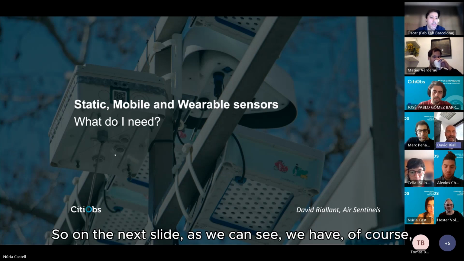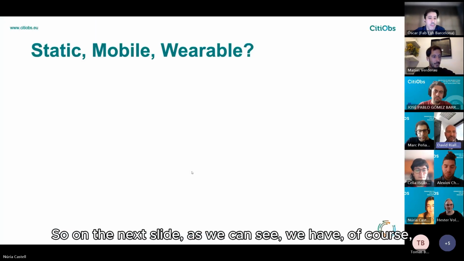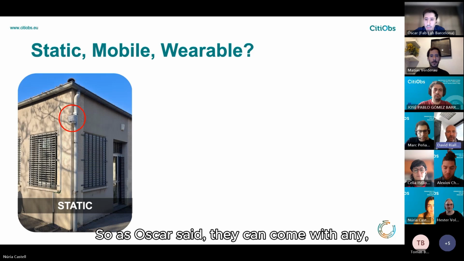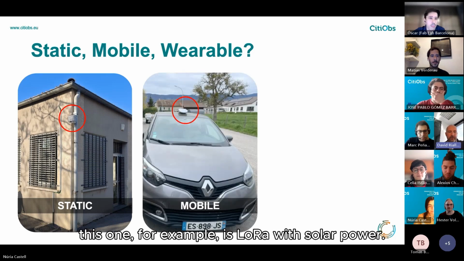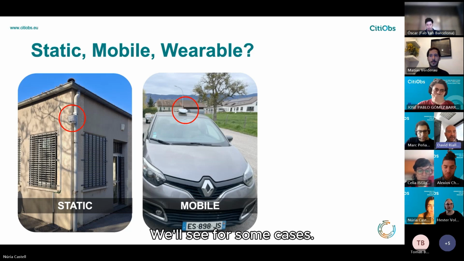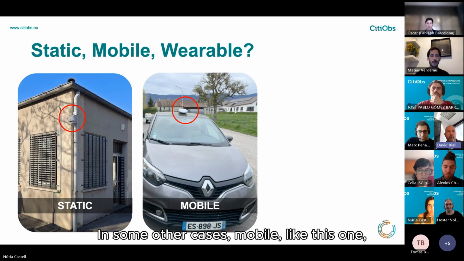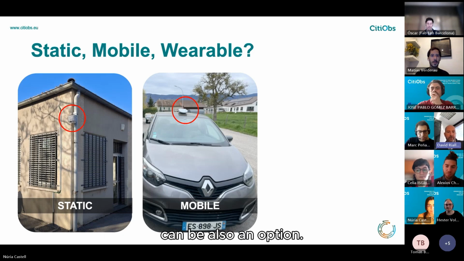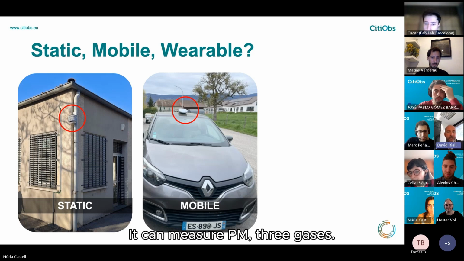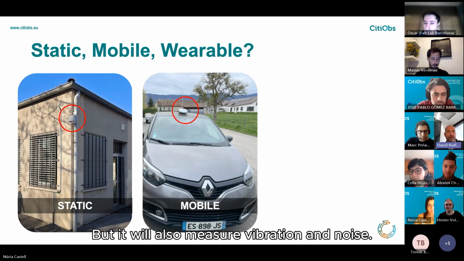So on the next slide, as we can see, we have of course the static devices we are the most used to. As Oscar said, they can come with any option; this one for example is LoRa with solar power, so you have many options for this one. But of course they are super good, as we'll see, for some cases. But in some other cases, a mobile device like this one can also be an option. Typically this one has a GPS on board. It can measure PM and three gases, but it will also measure vibration and noise.